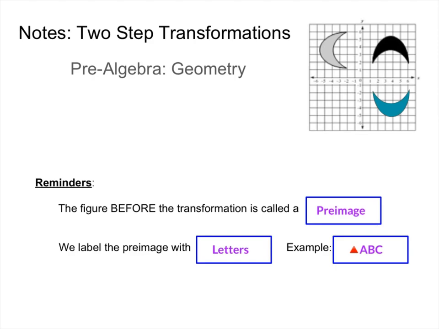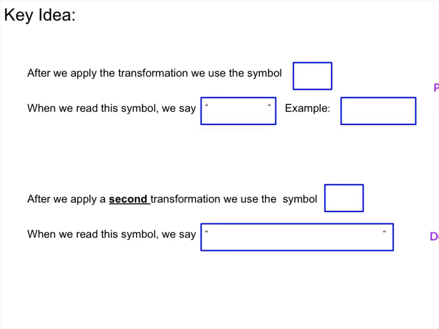And now that we've taken a look at some reminders, let's take a look at some key ideas. So our first key idea is after we apply the transformation, we use the symbol known as this little dash. When we read this symbol, we say it is prime. So for example, triangle A prime, B prime, C prime. After we apply a second transformation, we're going to use the symbol that looks like two dashes. And when we read this symbol, we say double prime. So for example, A double prime, B double prime, C double prime.